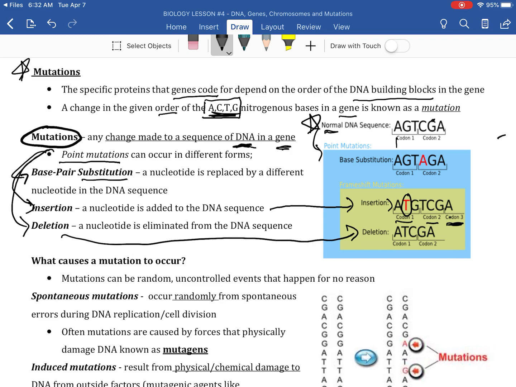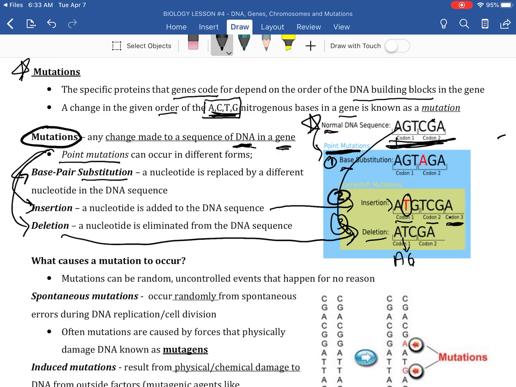Now let's look at deletion. So once again, this is my normal DNA sequence. So if I look at deletion, I'm supposed to have a G. There's no G. It got deleted. So this is another kind of mutation. So point mutations can be substitutions, insertions of DNA base code, or a deletion of one of those letters.